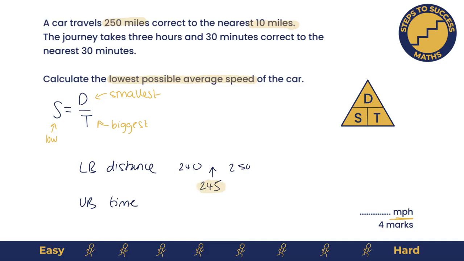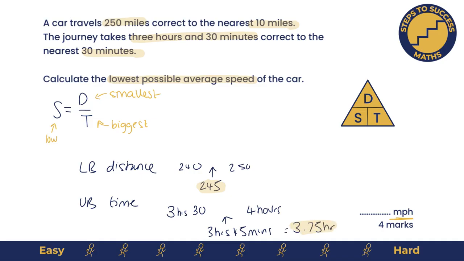And then we want the upper bound of time. So it was 3 hours and 30 minutes, correct to the nearest 30 minutes. So you want the upper bound, so between 3 hours and 30 minutes and 4 hours. So that's going to be 3 hours and 45 minutes. And then we want to write that just in hours. So it's 3 3/4 of an hour, which is 3.75 hours.